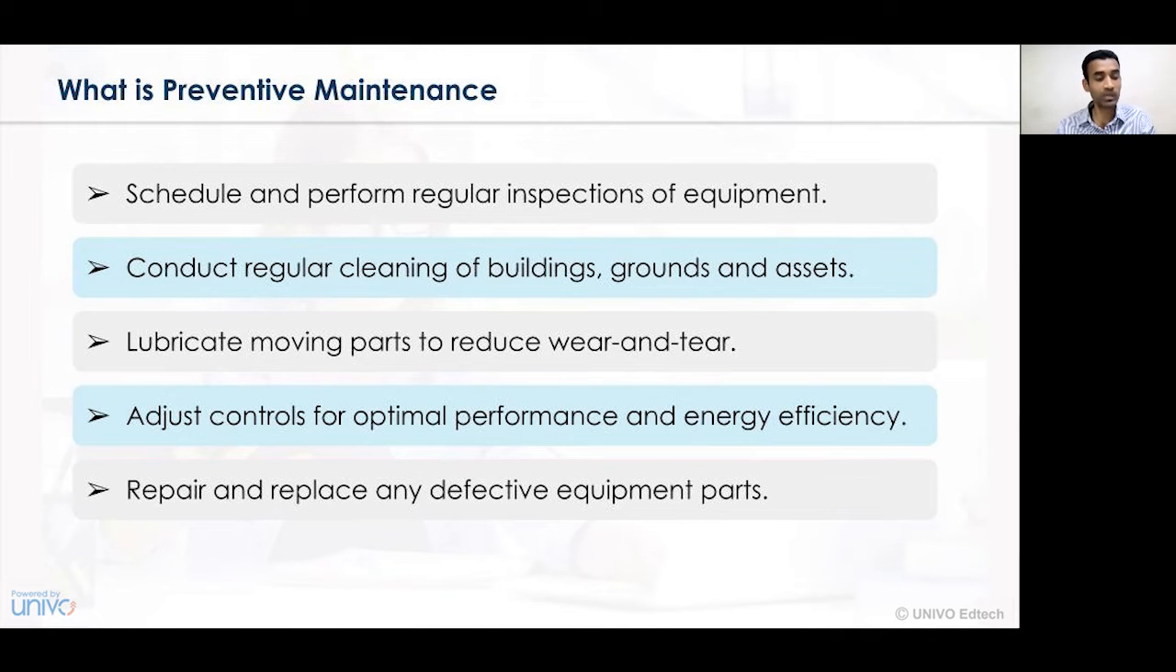Let us understand what we mean by the concept of preventive maintenance. Preventive maintenance is having a certain schedule and performing it on a regular basis for the inspection of a certain equipment.